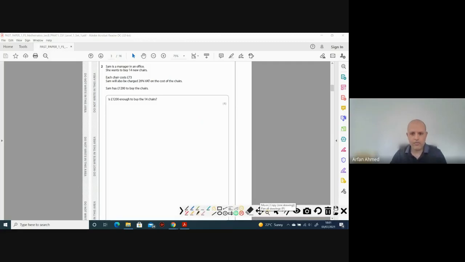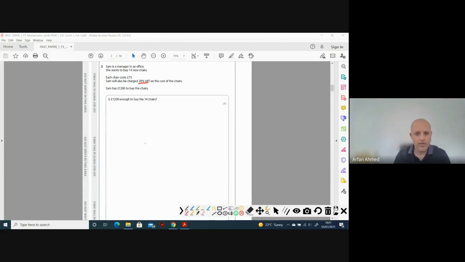So we've got a calculator, haven't we? So we'll have to work out 20% of a chair, or you could work out what 14 chairs would be and then add on the VAT afterwards. VAT, if you're not sure what it is, literally means value added tax. It's a tax that's added on. Tax is always added on, unfortunately, in this country. So anything to do with VAT is always added on.